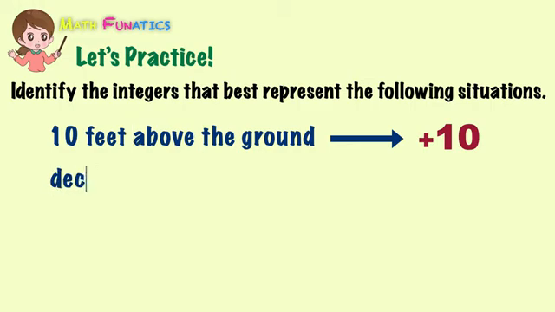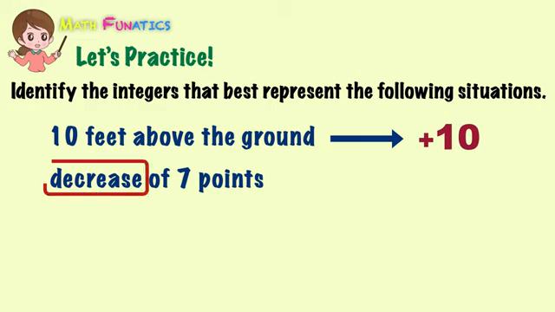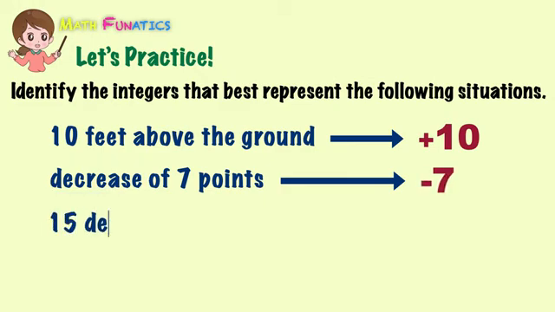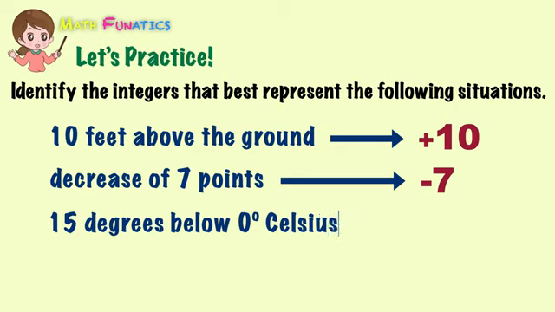Next, decrease of 7 points. The word decrease means negative, so the answer is negative 7. In our third situation, which is 15 degrees below 0 degrees Celsius, the word below indicates that our integer is negative. So the answer is negative 15.